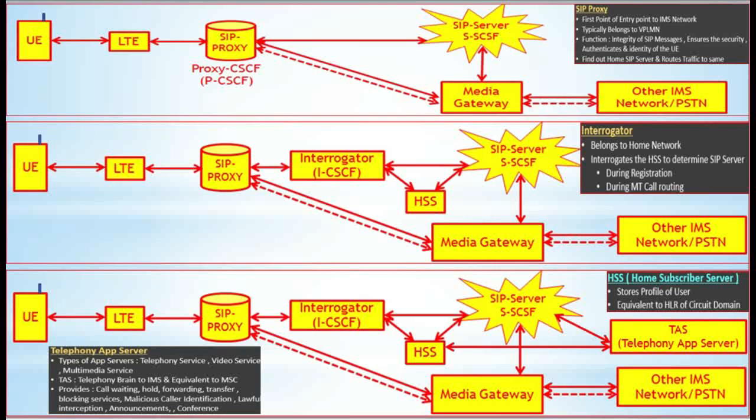All this communication between proxy, interrogator and SIP server is SIP to SIP to SIP. The ICSCF queries the HSS using the Diameter Cx interface to retrieve the user location and then routes the SIP request to its assigned SCSCF during other procedures, during registration, during mobile terminating call routing.